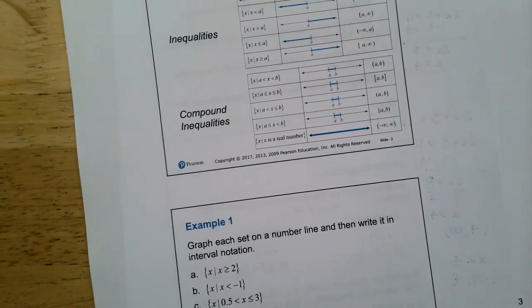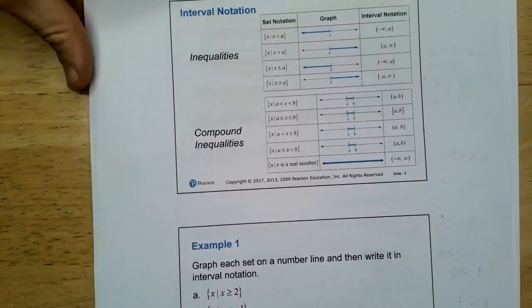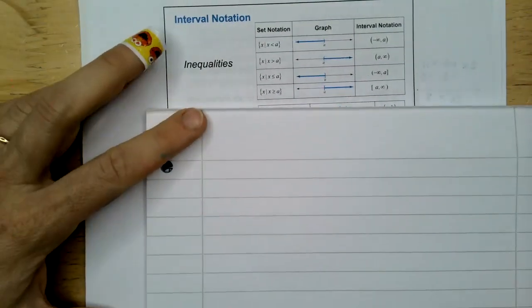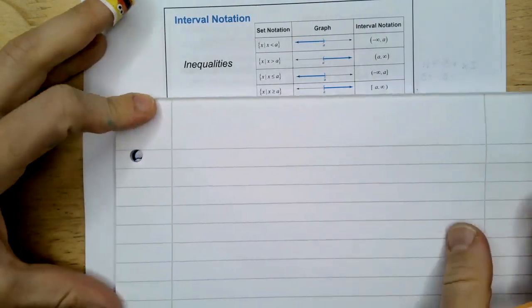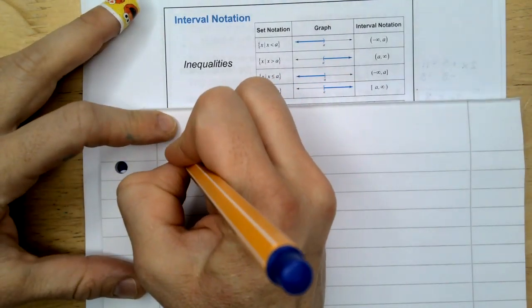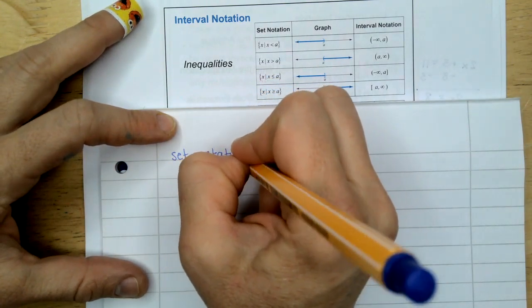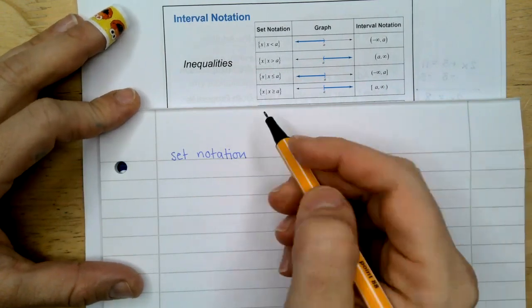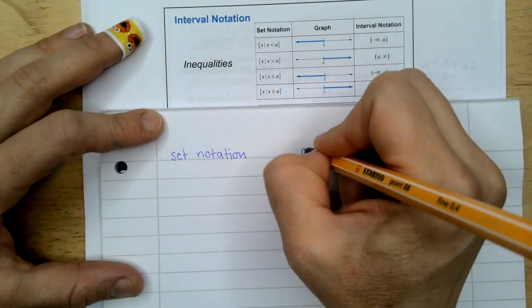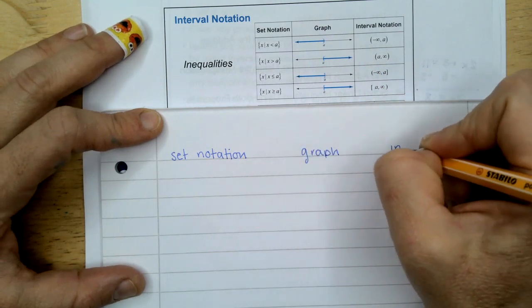So how do we write inequalities? I'm going to go over this again in 2.6, sorry, 2.5, in the next lecture, but I just want to cover this. There are 3 different ways to write inequalities. We have set notation. We can graph the inequality on a number line, and we can use interval notation.